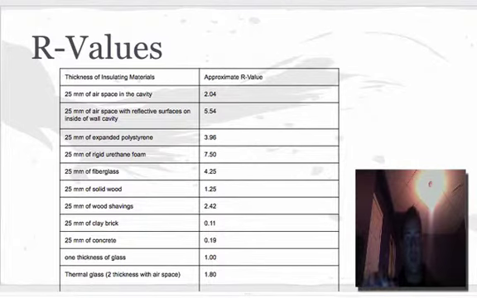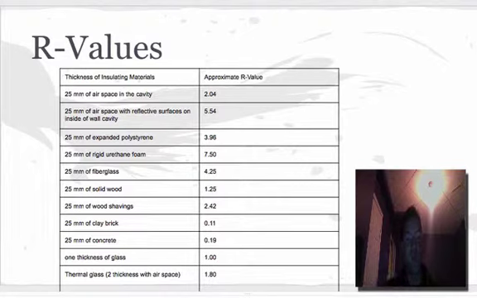25 millimeters of expanded polystyrene, okay, and that's going to be 3.96 R value. 25 millimeters of rigid urethane foam, 7.5. So therefore, 7.5 would have the highest R value on this chart. 25 millimeters of fiberglass, just 4.25. 25 millimeters solid wood, 1.25.